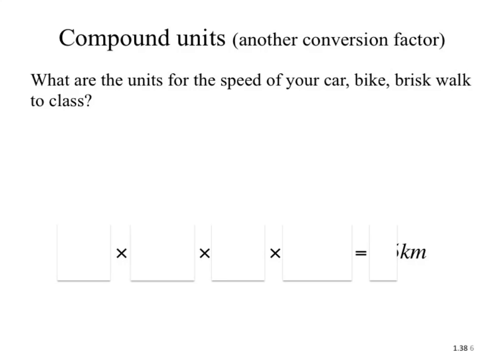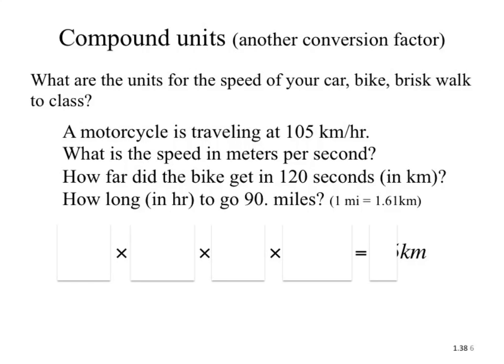Okay. Compound units. A motorcycle is traveling at 105 kilometers per hour. What is the speed in meters per second? How far did the bike get in 120 seconds? How long in hours to go 90 miles? We have a compound unit showing up here. What is that compound unit? Kilometers per hour is our first compound unit.